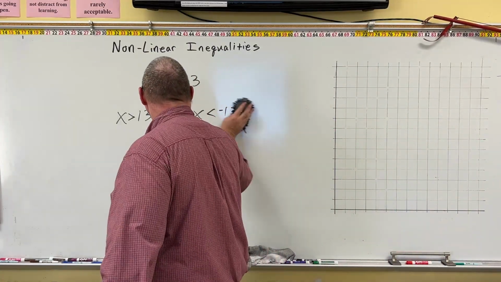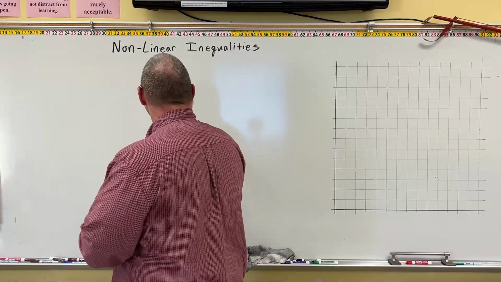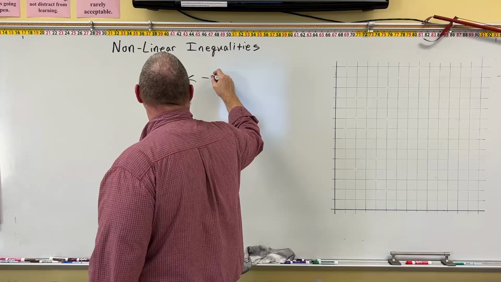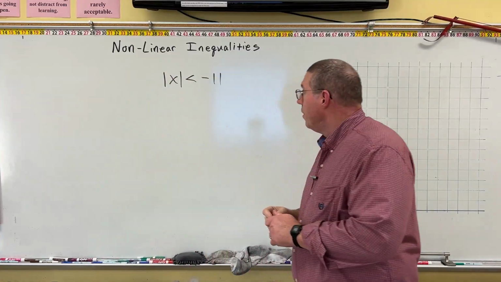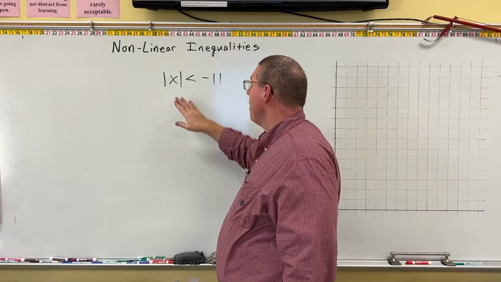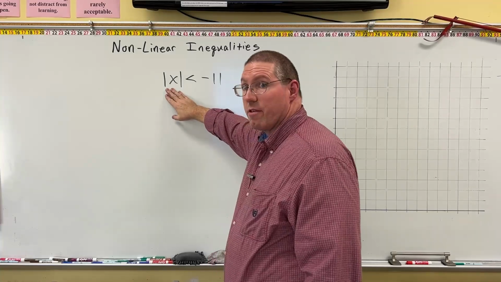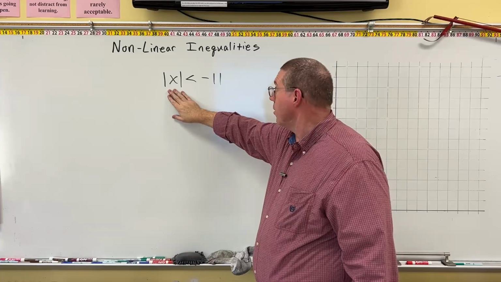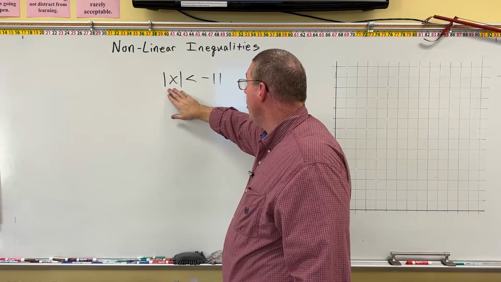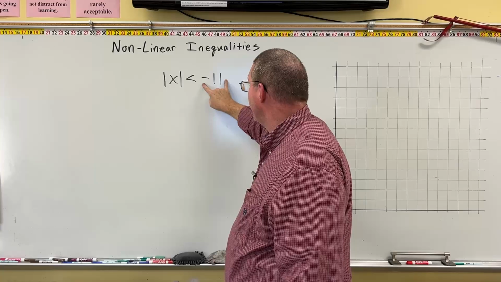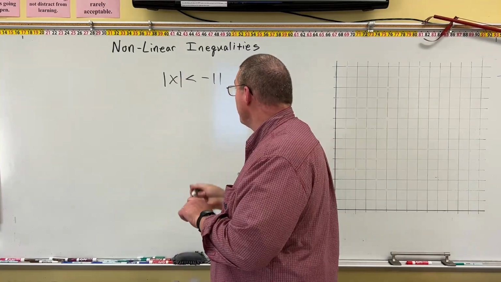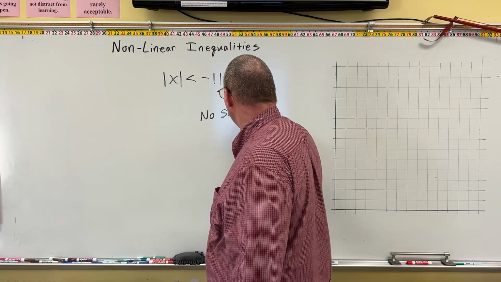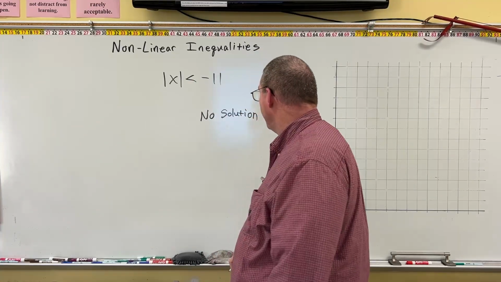But sometimes you wind up with some crazy circumstances. For example, you may have the absolute value of x is less than negative 11. Okay? This has no solution because remember, an absolute value is either 0 or positive. It's never negative. So this can be 0 or this can be a positive number. But no 0 and no positive number is ever less than a negative value. Therefore, there is no solution here. You cannot have 0 or a positive value being less than a negative value.